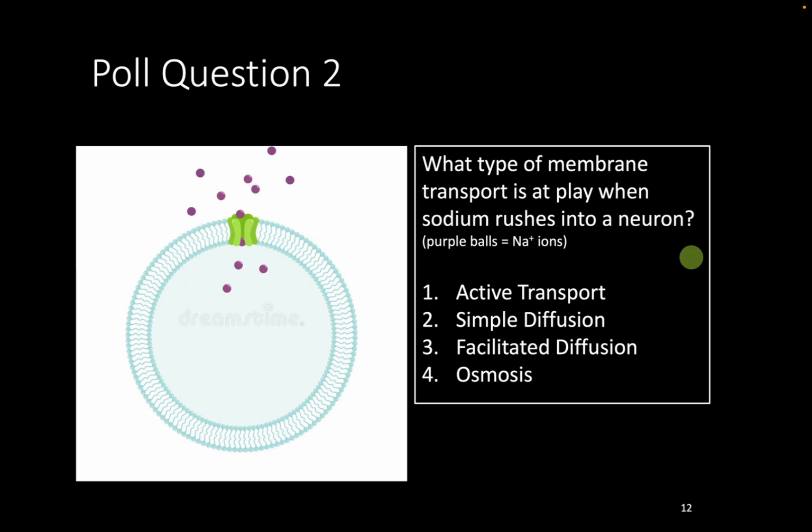All right, let's try another question. What type of membrane transport is at play when sodium rushes into a neuron? And here we're saying sodium is these purple balls. So you can pause it, give yourself a minute.